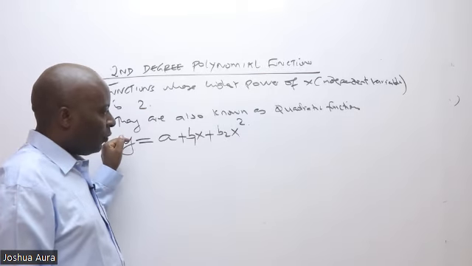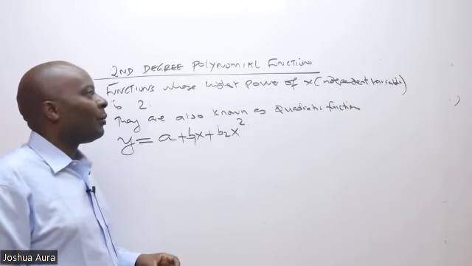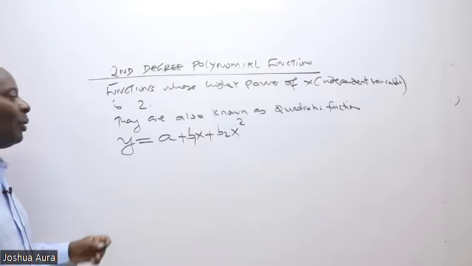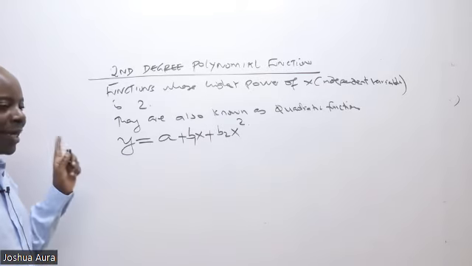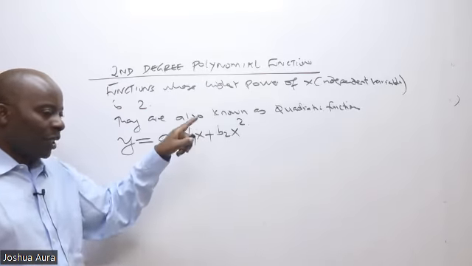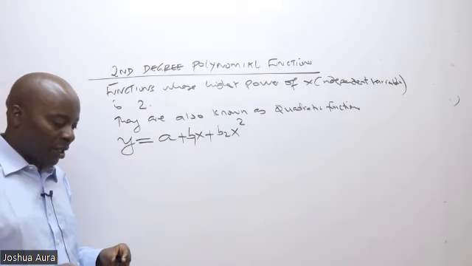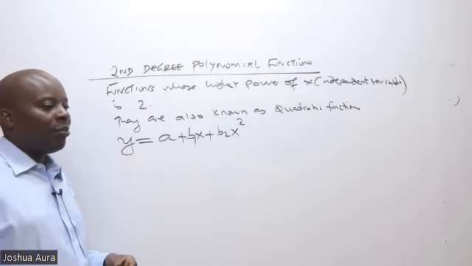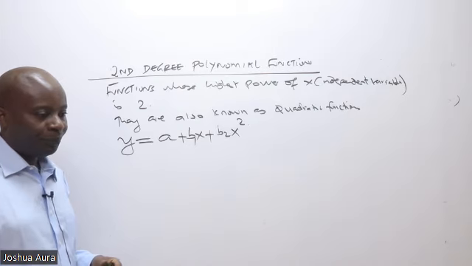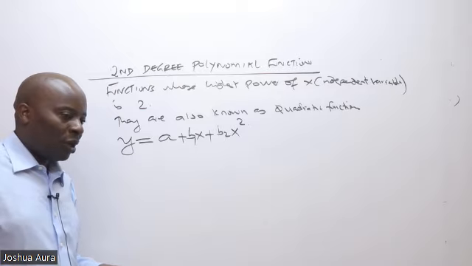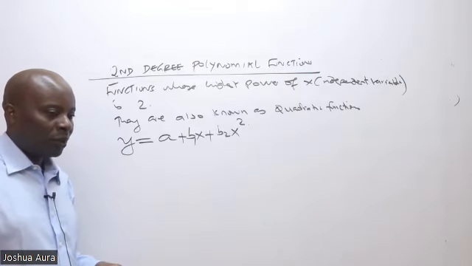All right. So if you're given this kind of a function, ladies and gentlemen, then automatically you should be able to know that this is a second degree polynomial function. Poly means many times.